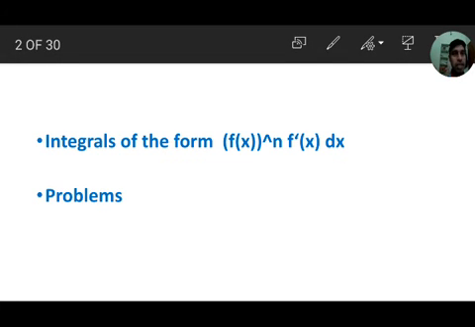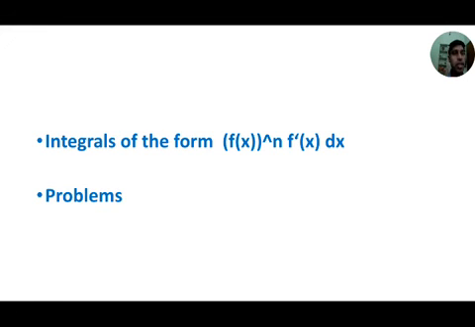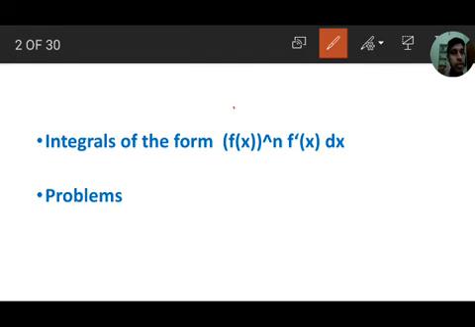Today's class we are going to learn integrals of the form integration f of x whole to the power of n f dash x dx, meaning the function whole to the power of n and its derivative. First we will discuss the method, then the problems related to that. Integration f of x whole to the power of n into f dash x dx.